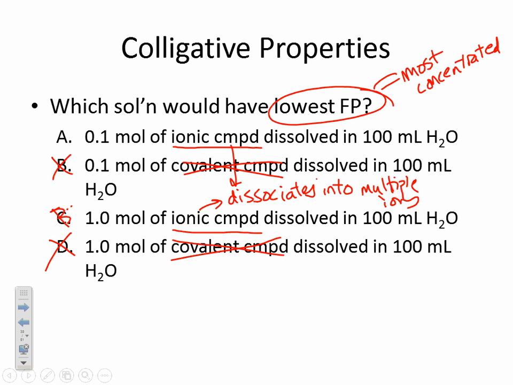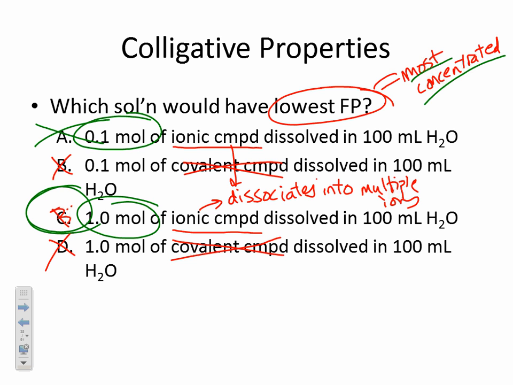And then it comes down to A versus C, and the difference there is 0.1 moles versus 1 mole. It's saying, how concentrated is our solute? How much solute do we have? We want the most concentrated one, so we're not going to choose A, but we are going to absolutely choose C. We're choosing C because it's ionic, and because it has the most solute dissolved: 1 mole dissolved in 100 milliliters versus 0.1 mole dissolved in 100 milliliters.